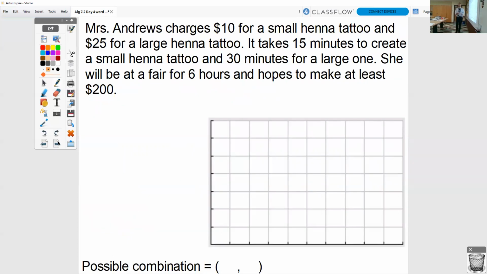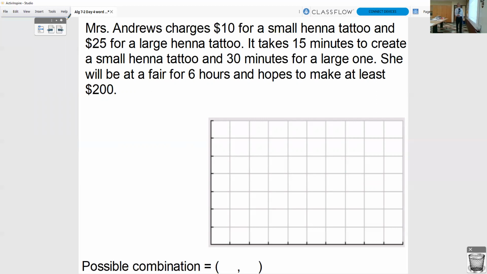Now we come to these types of questions. I'm going to be honest with you, these types of questions are very hard and very long to solve. Mrs. Andrews charges $10 for a small henna tattoo and $25 for a large henna tattoo. It takes 15 minutes to create a small and 30 minutes for a large. She'll be at a fair for 6 hours and hopes to make at least $200. So we have two different things going on here: small and large. I'm going to let X equal my small tattoo, and Y equal my large tattoo.